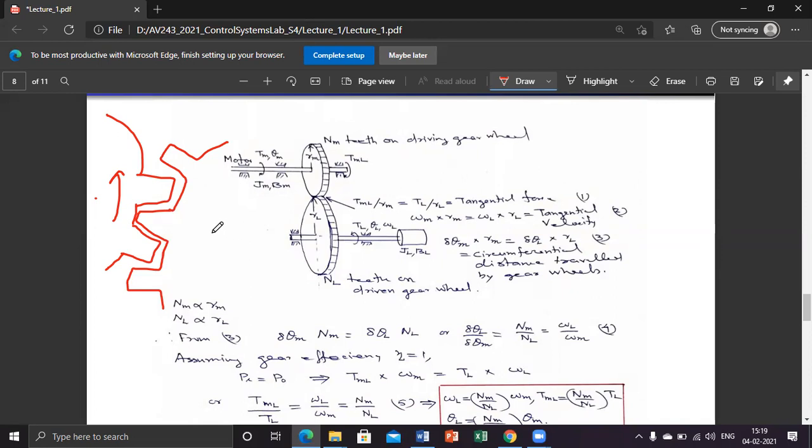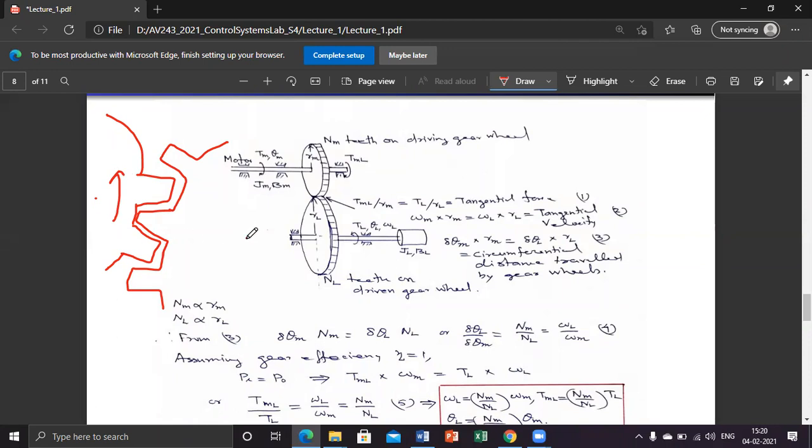And the clearance will not be exactly ideal. There will be small extra freedom given. Otherwise, if there is some thermal expansion and some load deformations happening, the gear will get jammed. But because of that clearance, what will happen is, if you arrest this, for example, this is the driven portion, and this is the driving portion.